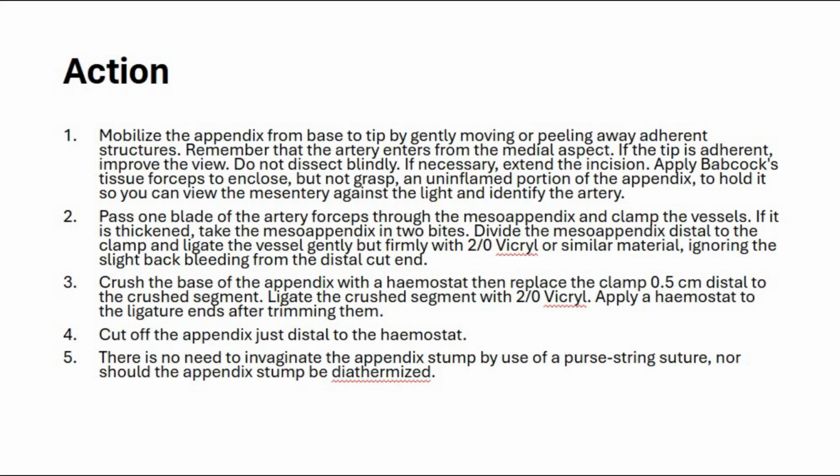Pass one blade of the artery forceps through the mesoappendix and clamp the vessels. If it is thickened, take the mesoappendix in 2 bites. Divide the mesoappendix distal to the clamp and ligate the vessel gently but firmly with 2-0 Vicryl or similar material, ignoring the slight back bleeding from the distal cut end.